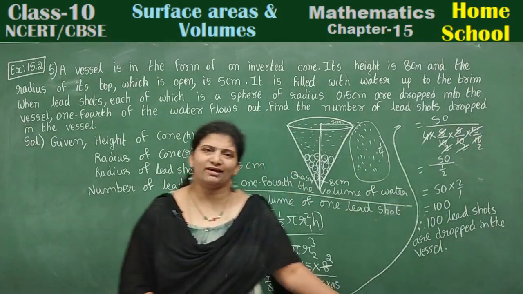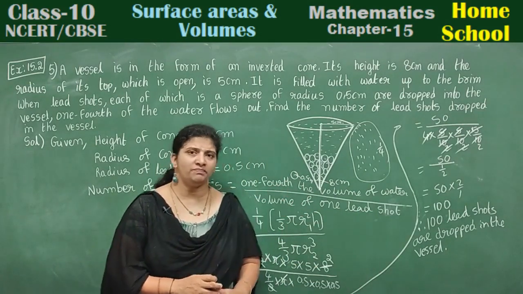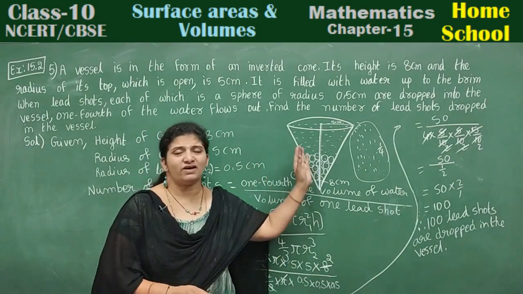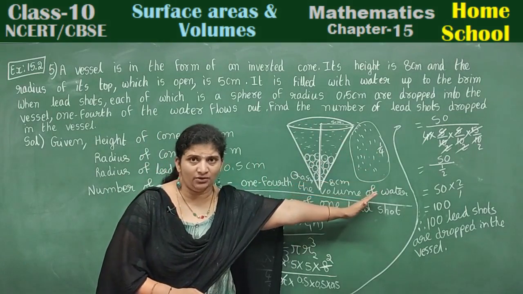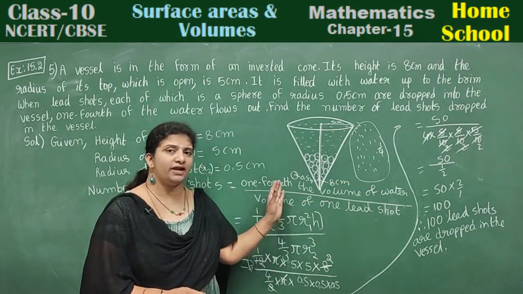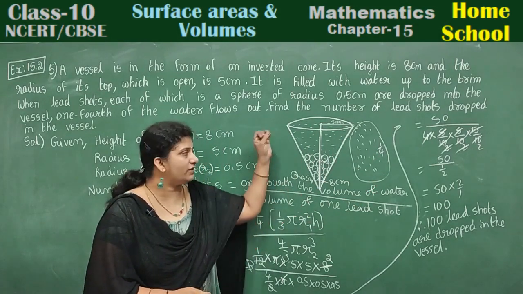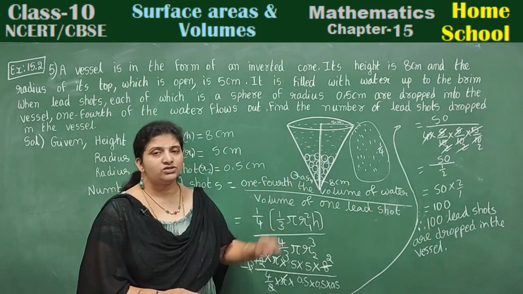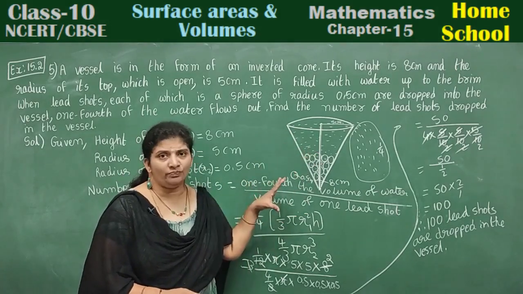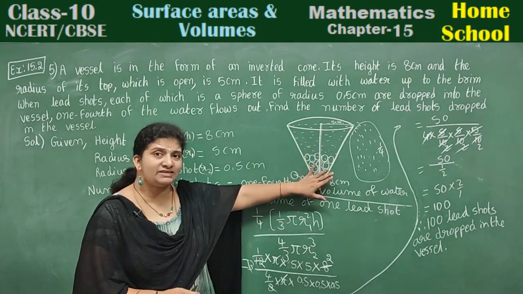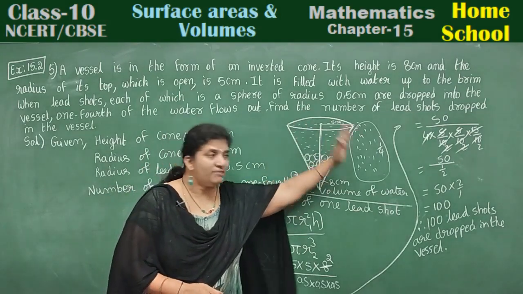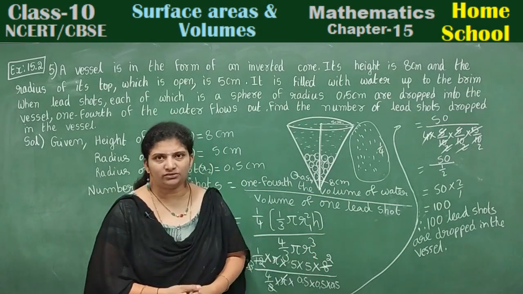Understand the problem carefully. Imagine the problem. They have asked us 1/4 of the water came out and each sphere radius, cone height given. How many lead shots are thrown in the vessel? So, how many they are thrown, we don't know. But volume of these lead shots, that much volume water came out.